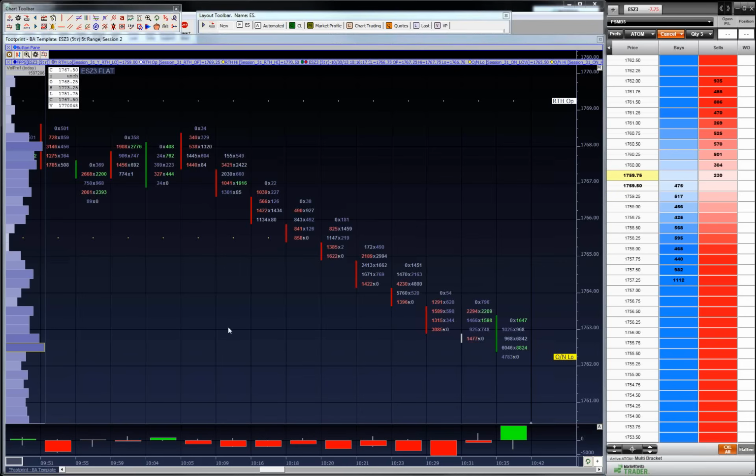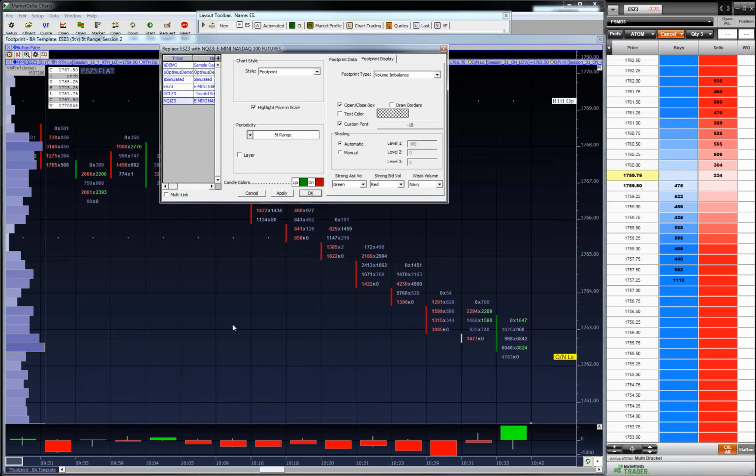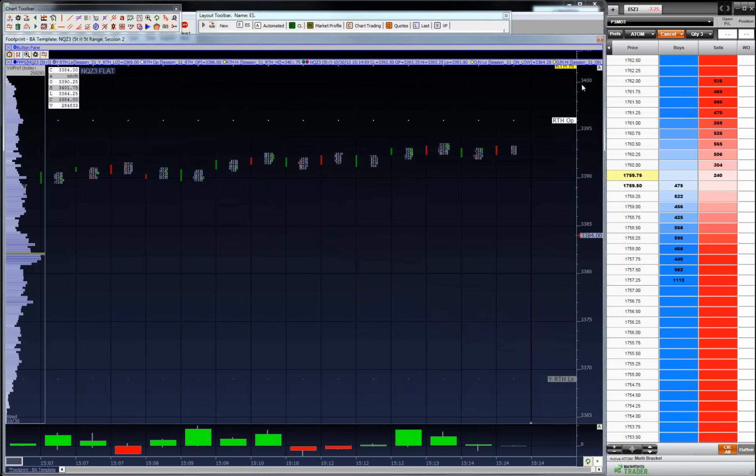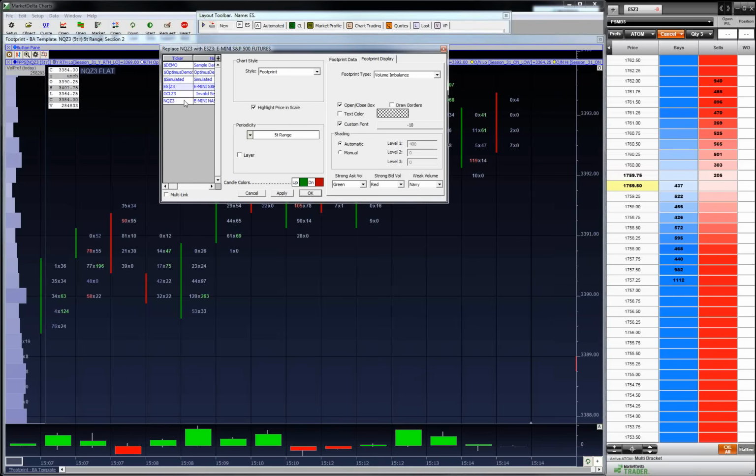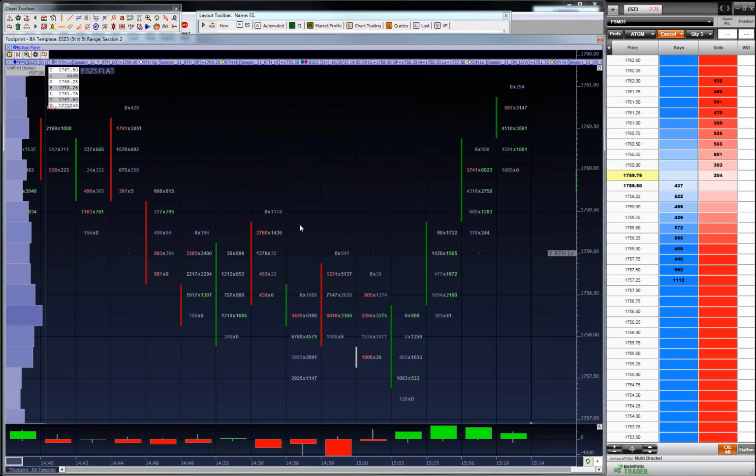Like I'm looking at the ES here, I could change this to the NQ. And there it is. Immediately, this is the NQ. It immediately applies the algorithm to the NQ. I'm going to go back to the ES. So hopefully I answered your question there, Chrissy.